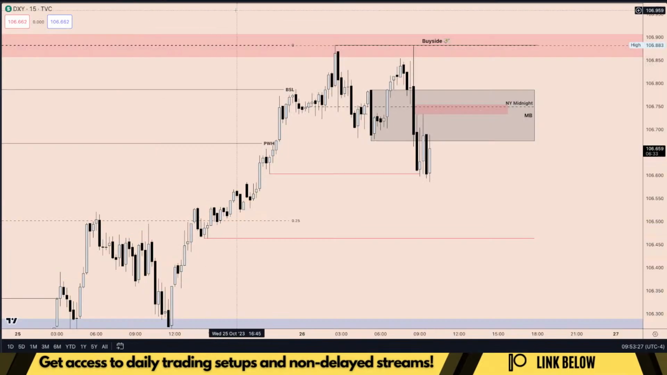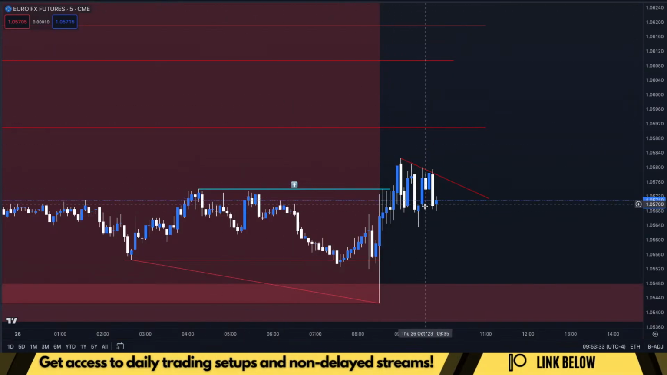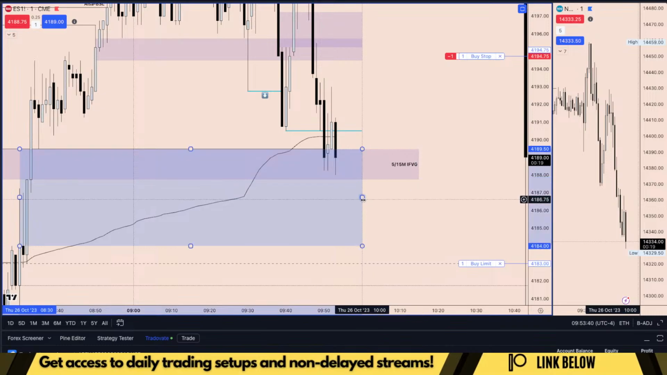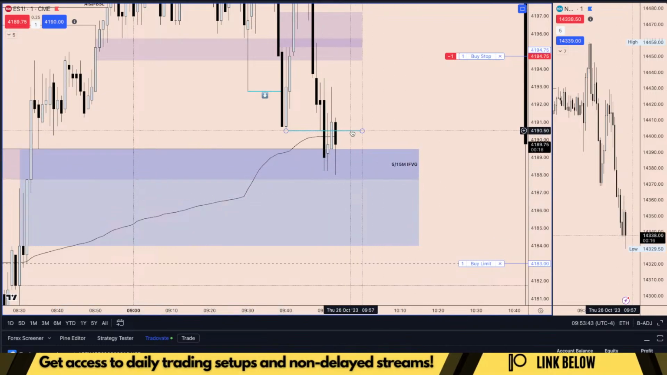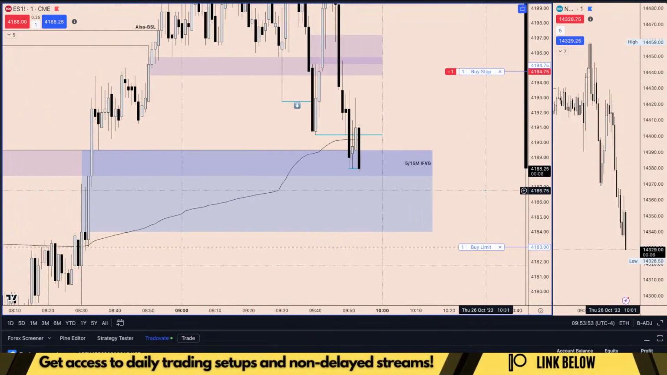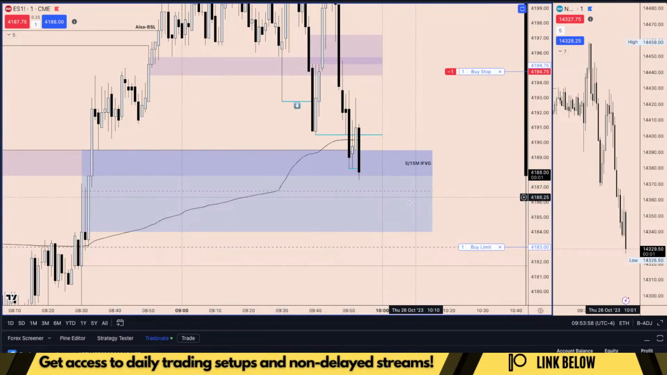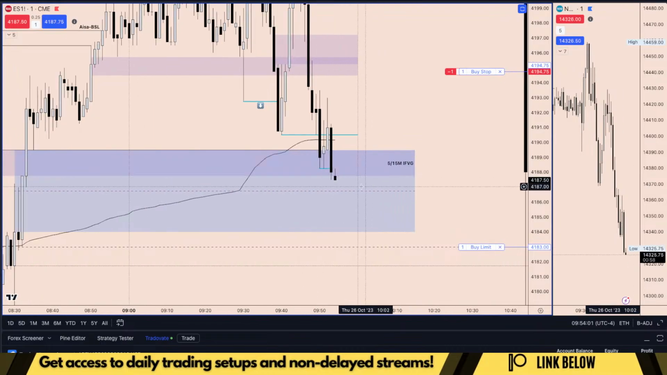Maybe I will trail it. We will see. The DXY retested the mitigation block and EU therefore kept going lower. Made a lower low. Where's the 50% of this fair value gap? Right here. Open up with a bearish volume imbalance. Good sign for bearish order flow.